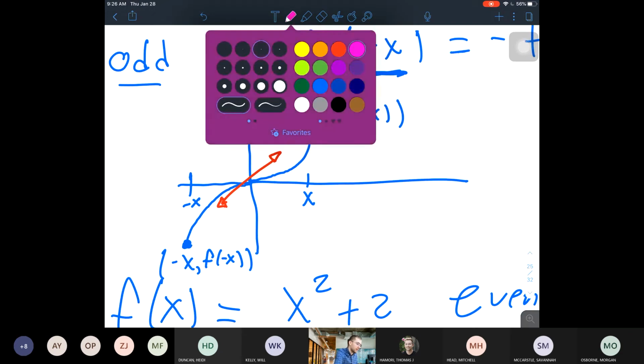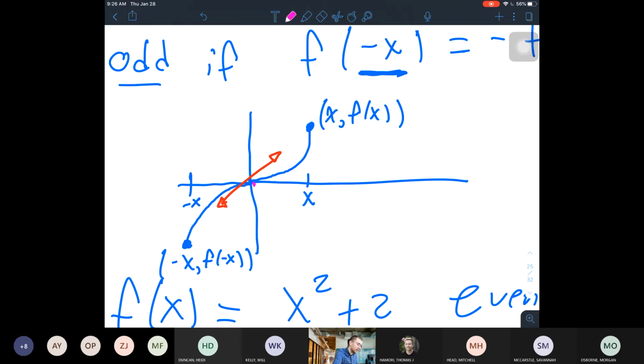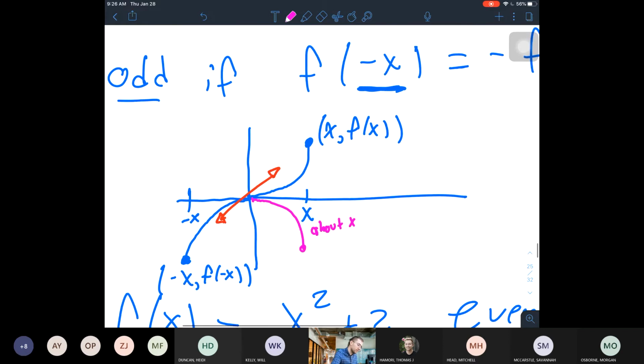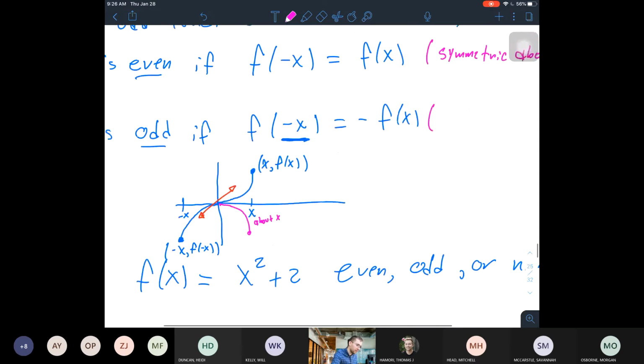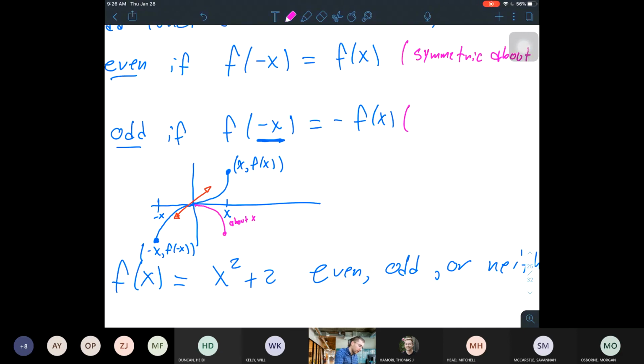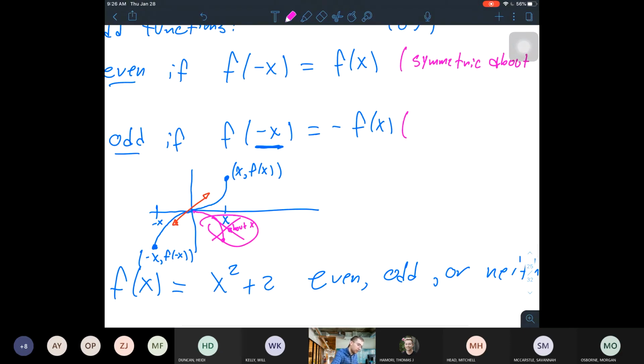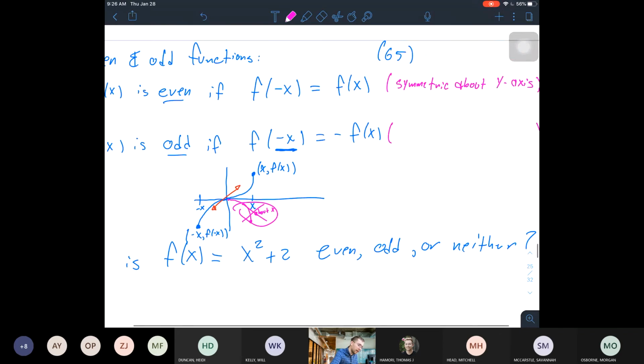Symmetry about the x-axis would be if we had something like this. That would be about x. But we don't have that. We have symmetry about the origin.